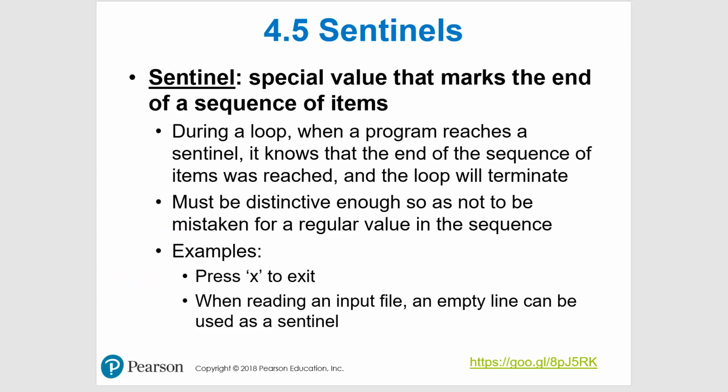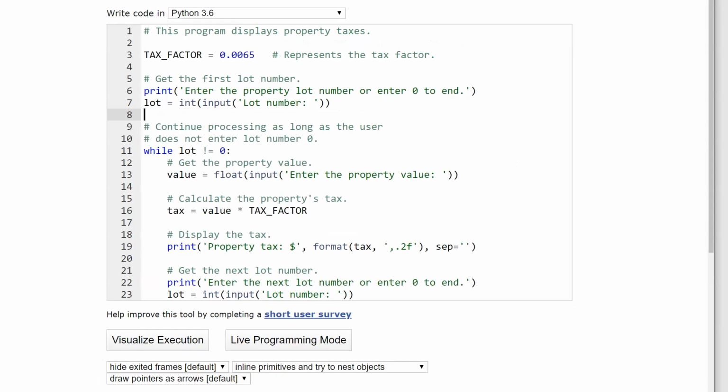So just one example, just to show you. Let's take a look right here. Okay, so in this particular program, I'll just give you a quick rundown. In this sample program, you can see a constant up here for tax factor, and then we're asking the user for a lot number. You can see lot right here, and it's an integer. But you notice the prompt here. We've said enter the property lot number or enter a 0 to end. So 0 is our sentinel here. So it's going to keep going.